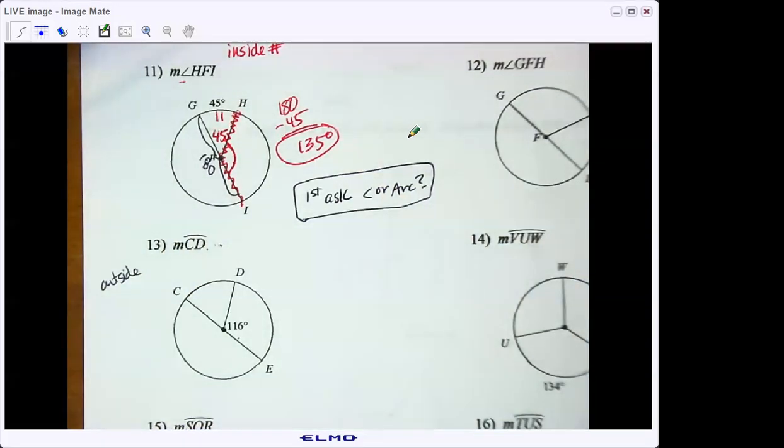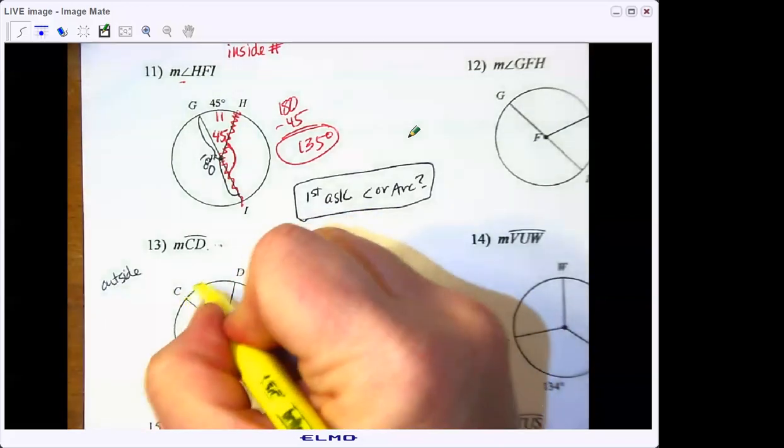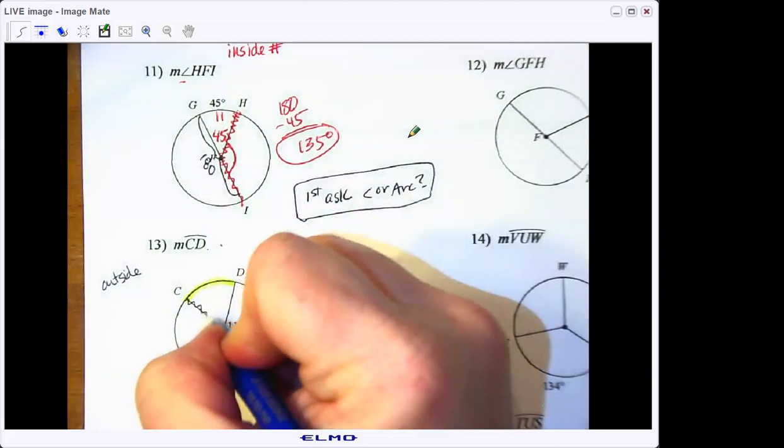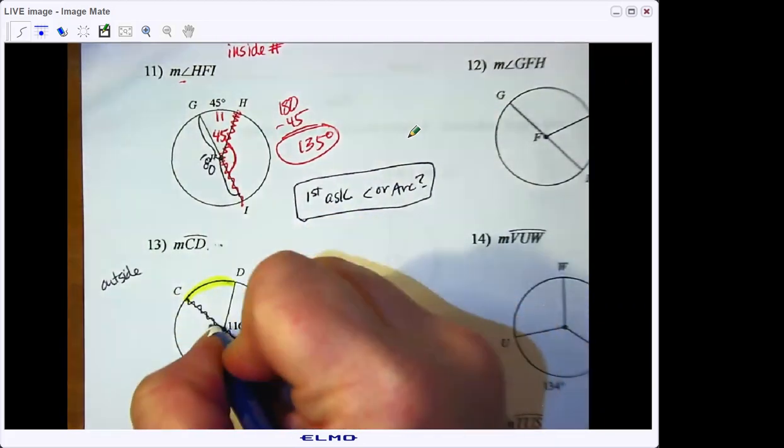So this time I'm going to use my highlighter. And we're looking for arc CD. Now I'm doing most of this on the first couple, and then you guys are going to be doing the rest and putting answers. Again, we have a diameter, which means we have 180.